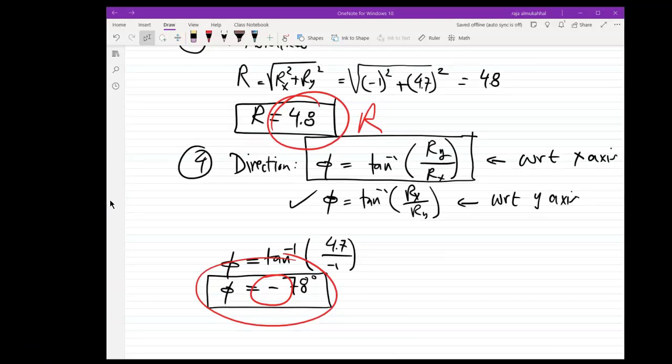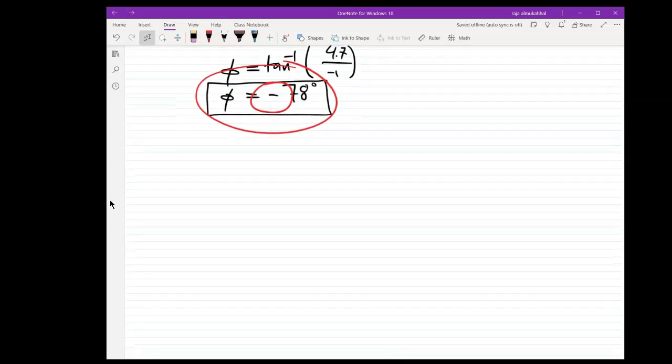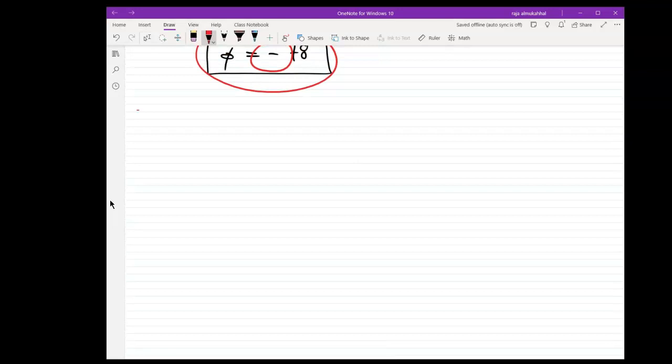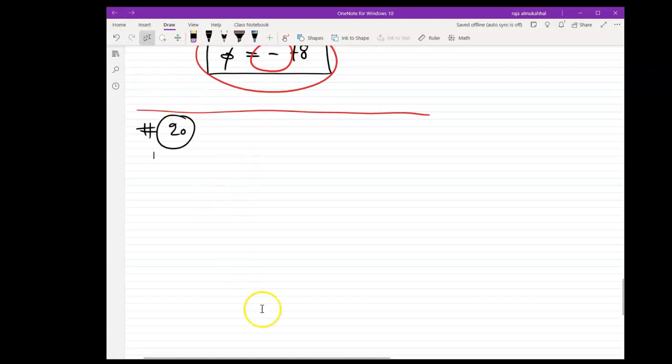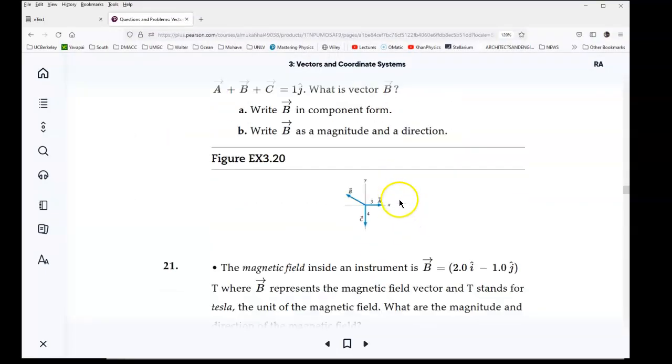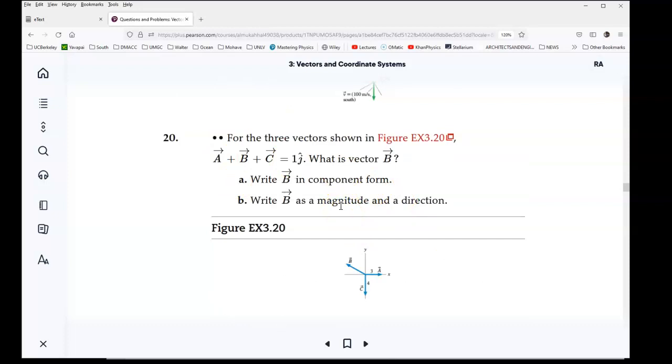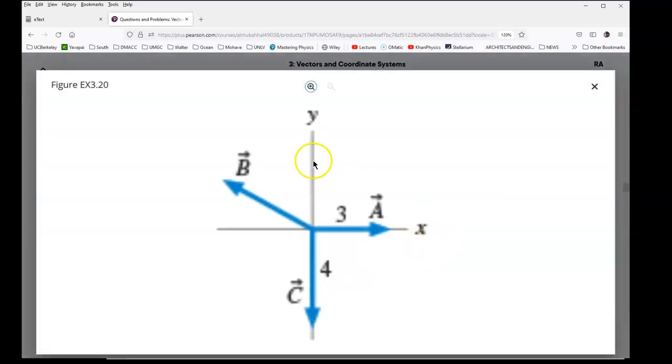Okay, let me do a problem from the book. I'm going to do problem number 20. Let me go back to the book. I think this one, there we go. Oh, here it is, right here. Okay, so number 20 says, for the three vectors shown, which is right here, we have three vectors, A, C, and B. As you can see, A has a magnitude of 3, C magnitude 4, and B, it looks like it's unknown. You got that? Okay, you may want to draw that before I make it disappear.